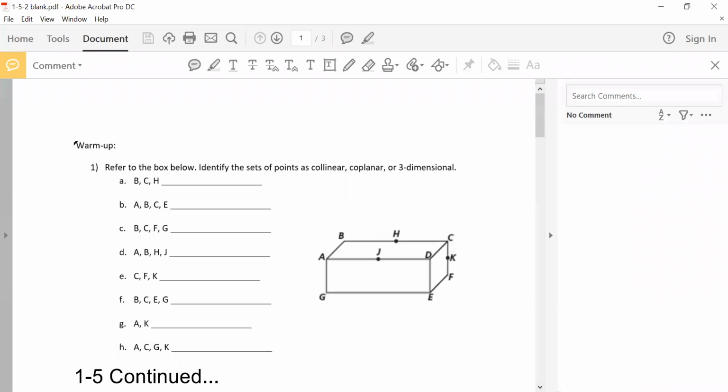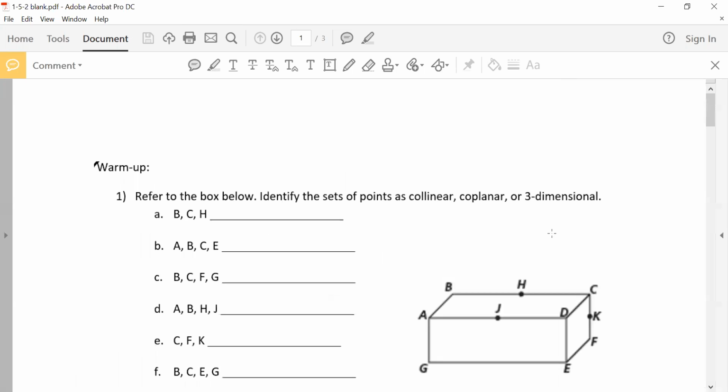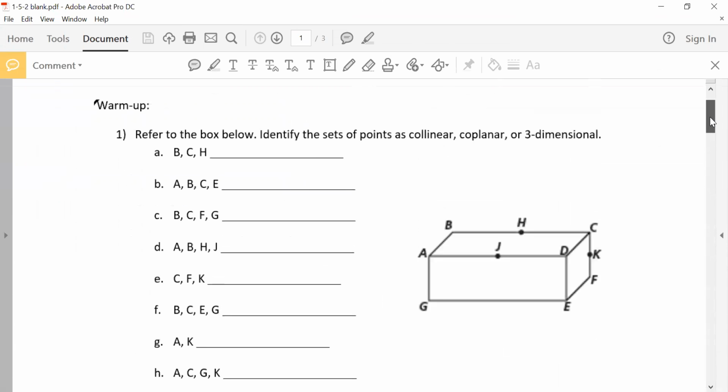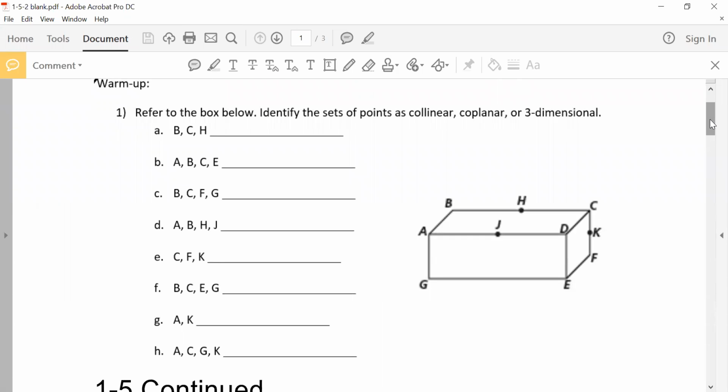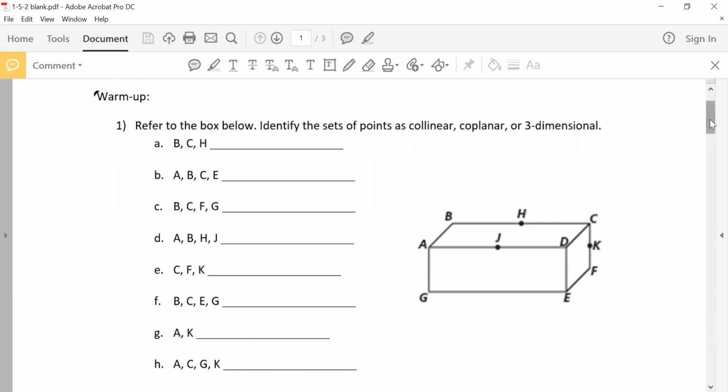the first question says, refer to the box below, identify the sets of points as collinear, coplanar, or three-dimensional. Okay, there we go. So the first one says B, C, and H. Look, B, C, and H are all on the same line together. Therefore, they are collinear. So I'm going to write collinear down.